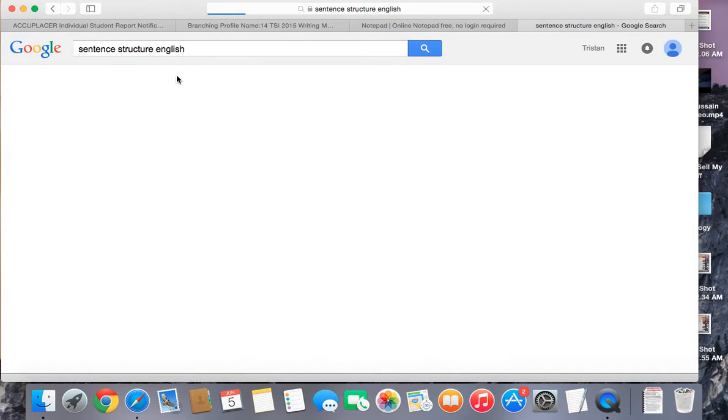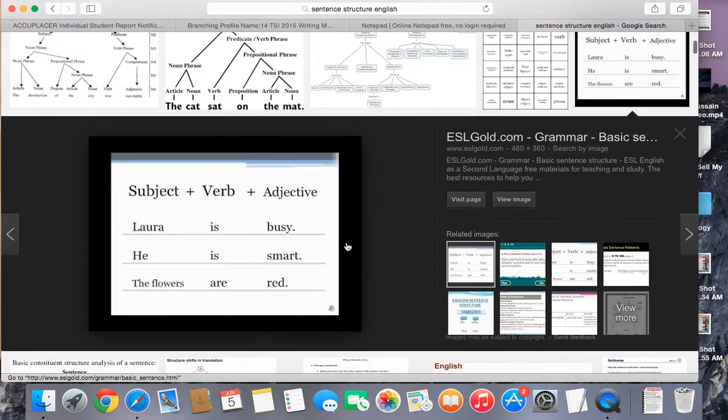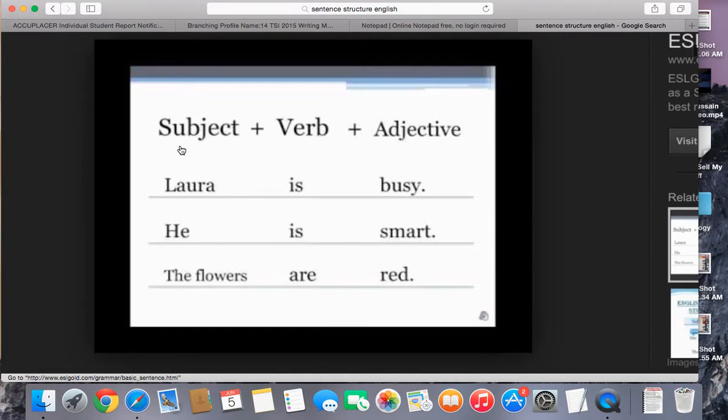Let's look at some images. Maybe it has some. Not quite the one that I'm looking for. Here it is. This is what I mean. This is the sentence structure grammatically for the English language. First subject, verb, then an adjective. So, Laura is busy. Subject, which is a person, he or she, or someone like that, or something.